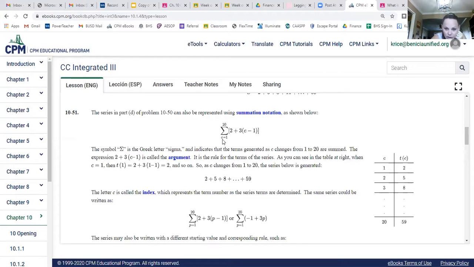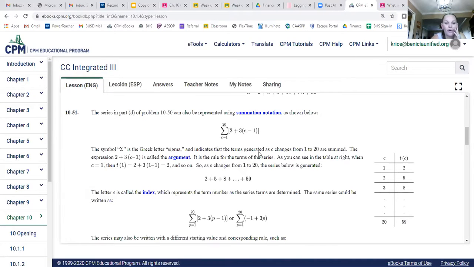So C down here, they use C. We can use any letter we want. We're starting at 1 and we're counting to 20. So terms 1 through 20. And sigma means you're finding the sum. You're adding those together. This part right here, it's in the bracket. Sometimes we put brackets. I don't usually. Doesn't matter. That's called the argument. So it's the rule for the term of the series.